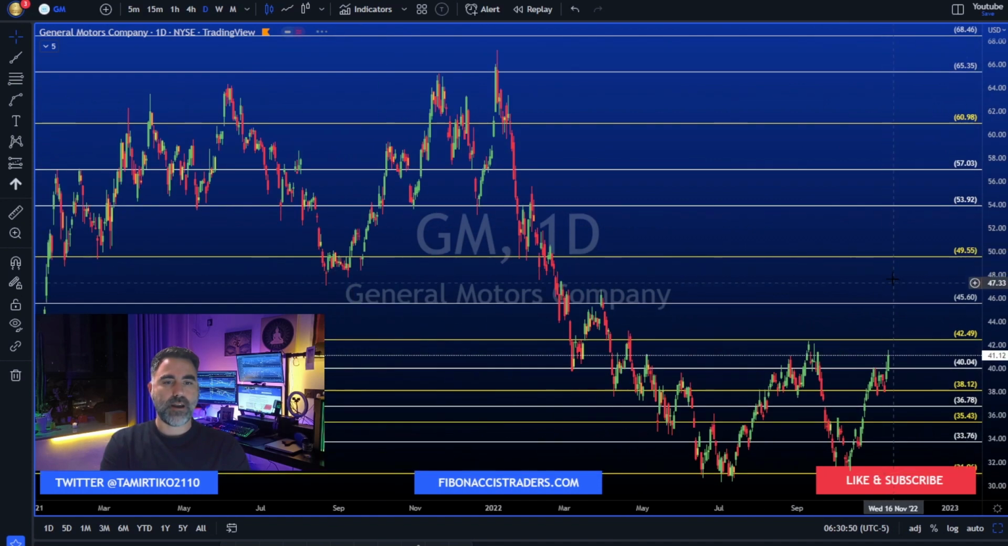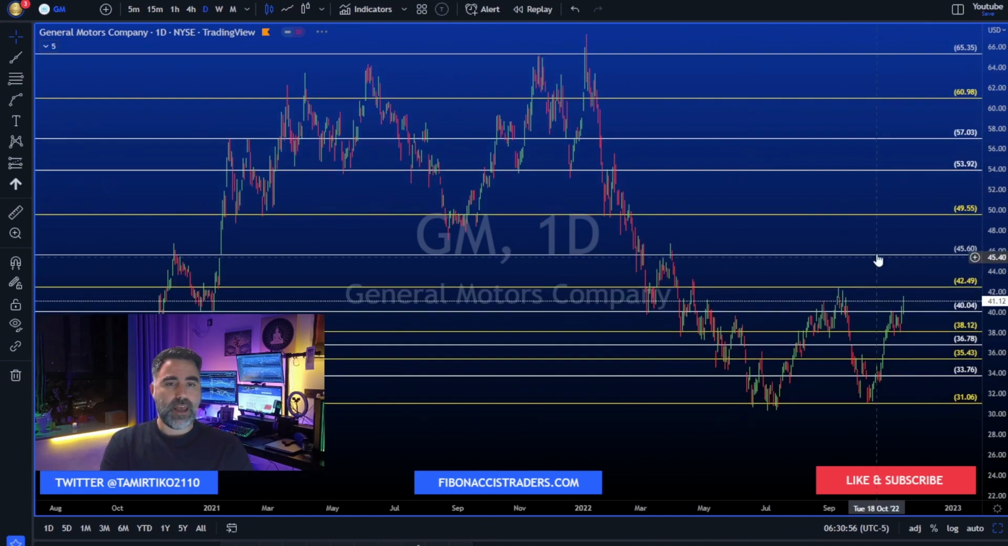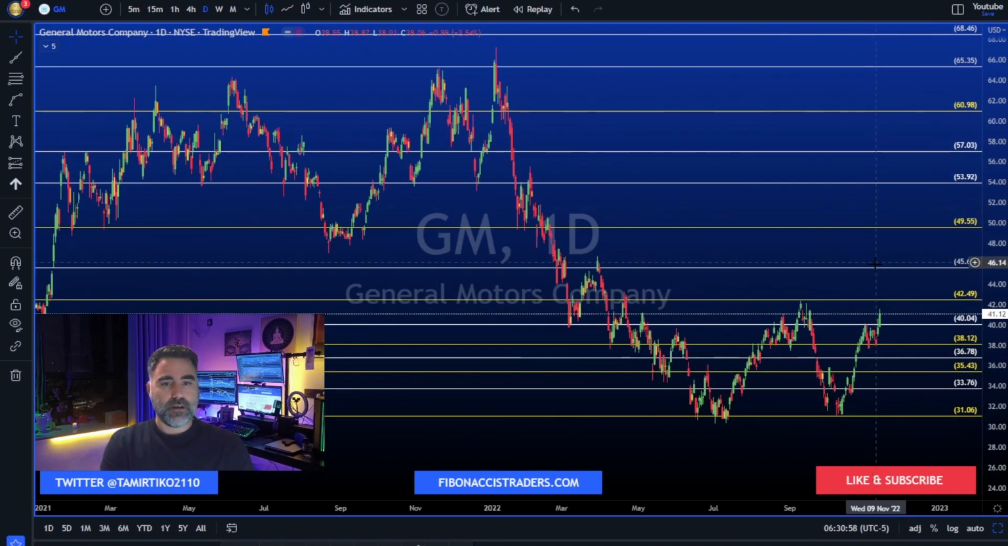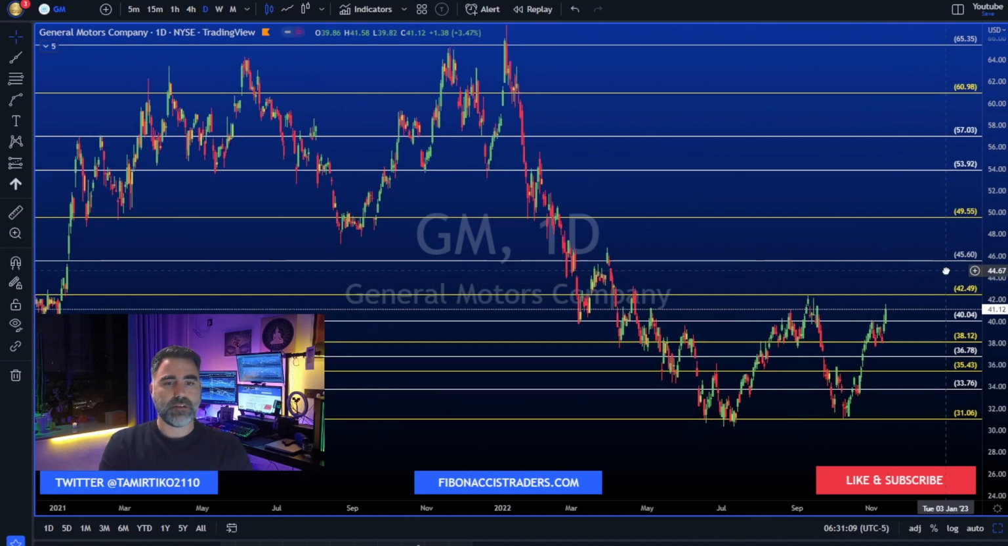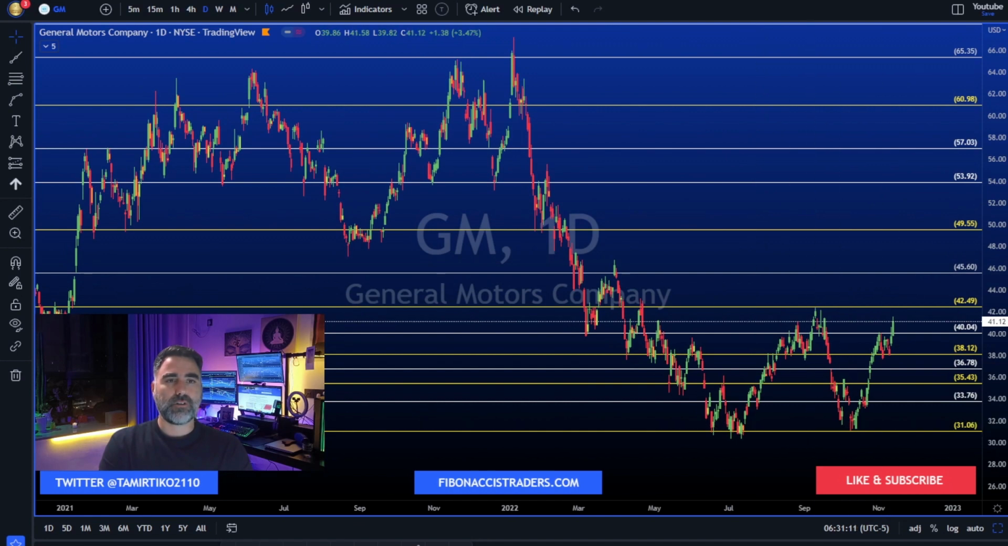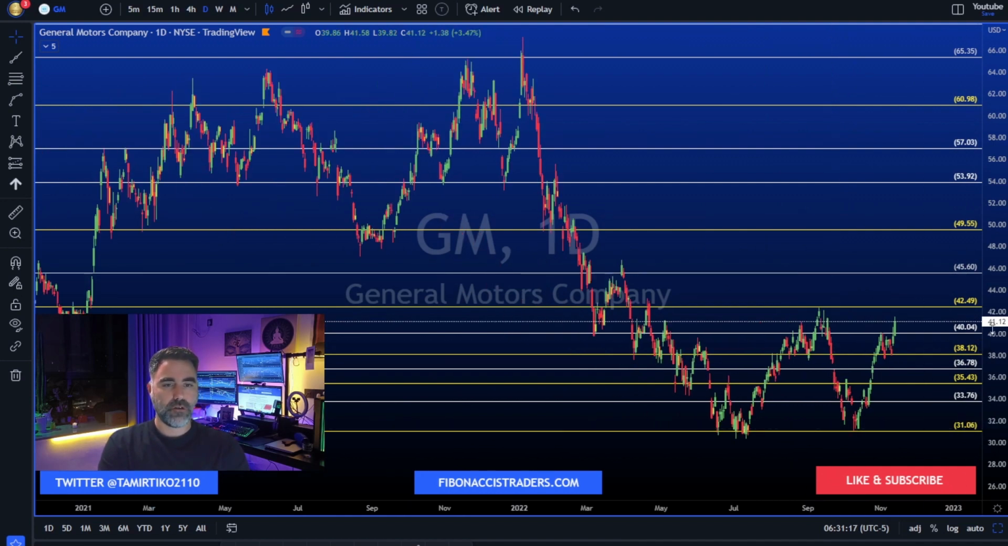GM is another one, double bottom scenario. We have many double bottom scenarios on many names, which is a good thing because it means that many names, I check around 500 names during the weekend, and I can say many names are having a double bottom scenario, which is good. It means that they don't make new lows.